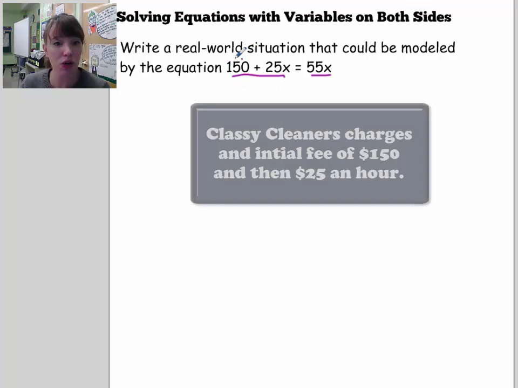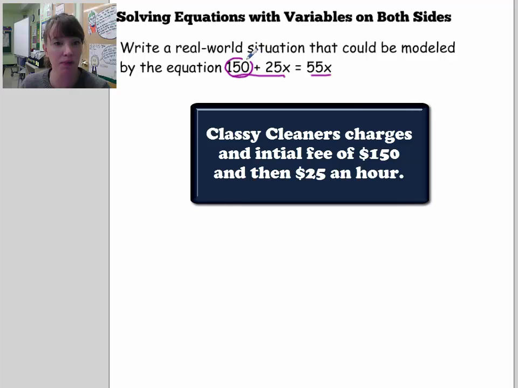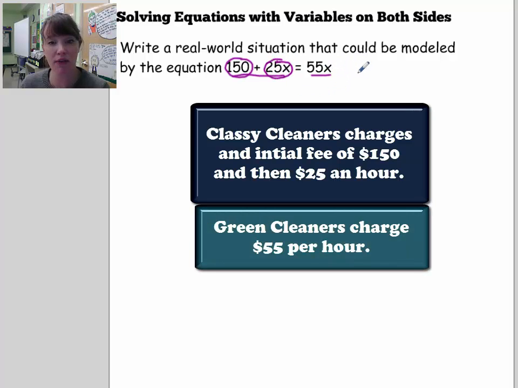So maybe the cleaning service charges an initial fee of $150 to arrive at the house, and then $25 per hour after that. Whereas another cleaning service doesn't have an initial fee, but it has a higher per hour fee. And we might be wondering, for what value of the hours do these two things equal each other?